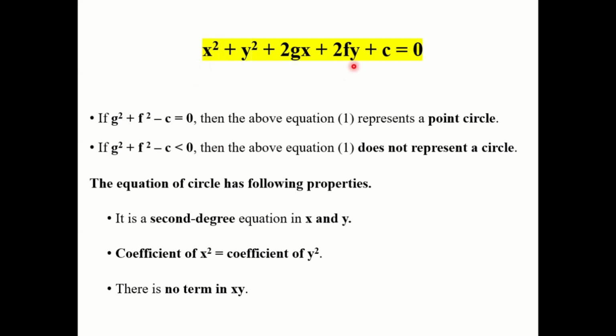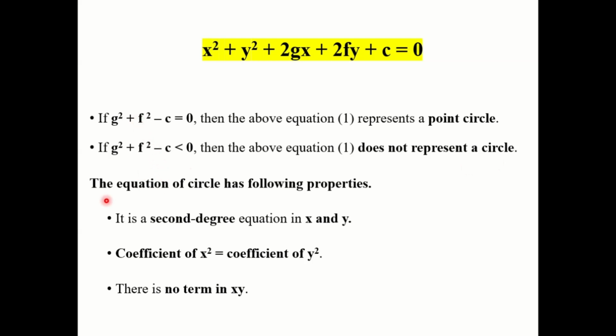Now we are going to study some characteristics of the general equation of circle. This is the general equation of circle: x square plus y square plus 2gx plus 2fy plus c is equal to 0. If g square plus f square minus c is equal to 0, then the equation represents a point circle. And if g square plus f square minus c is less than 0, then the equation does not represent a circle. If the radius is less than 0, that is not a circle.